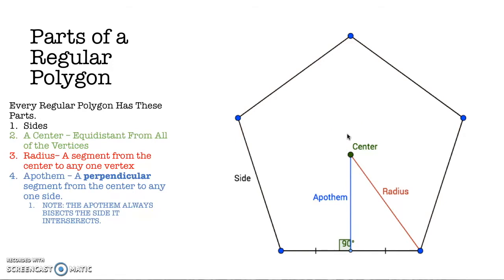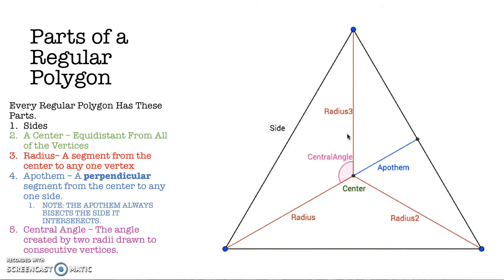Finally, you have the apothem, a perpendicular segment from the center to any one side. It always bisects the side it intersects. One last thing, actually, you have the central angle. When you put 2 radii consecutively next to each other, you will get the central angle of any polygon.